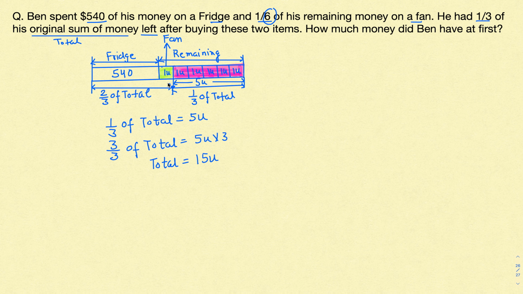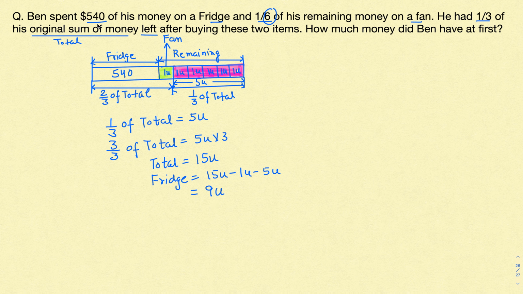So how much is the fridge? The number of units for the fridge is very clear from the model. It should be 15 units minus 6 units. Why 6 units? This 5 units is the number of units left, and another 1 unit for the fan. So you can write it like this, or straight away write 15 units minus 6 units. That will give you 9 units, the number of units of money spent on the fridge.